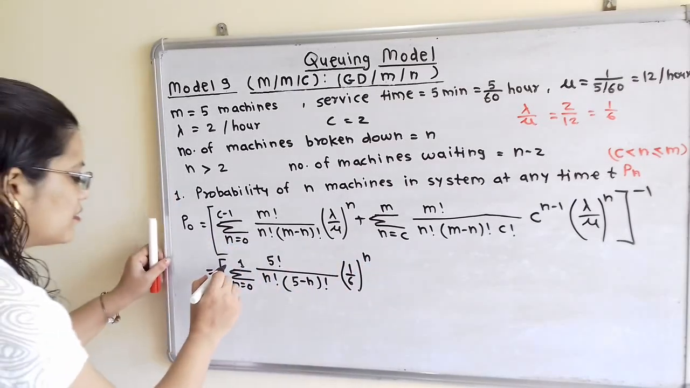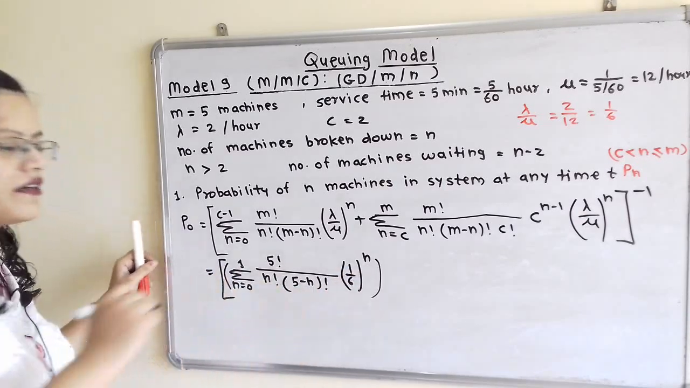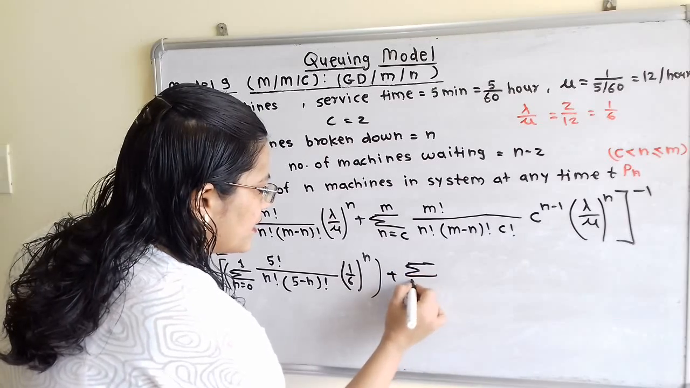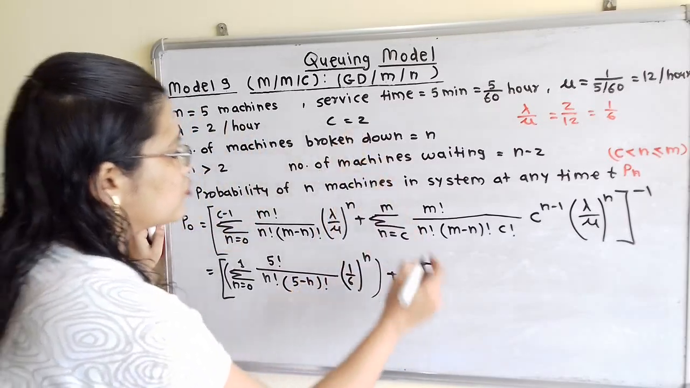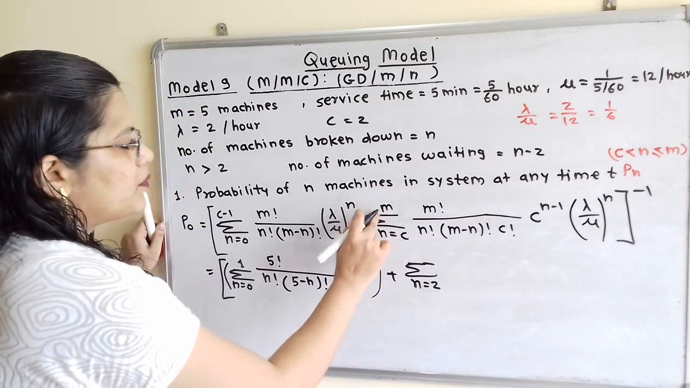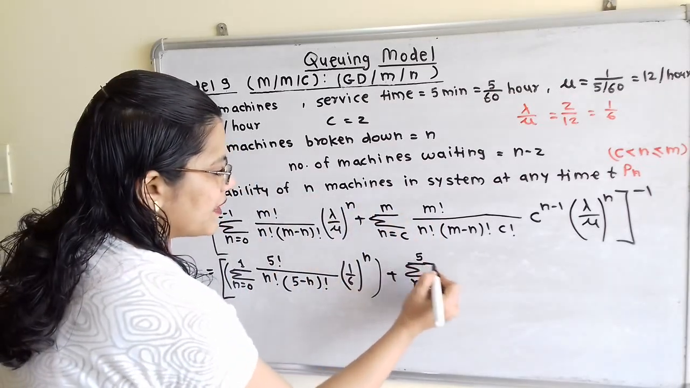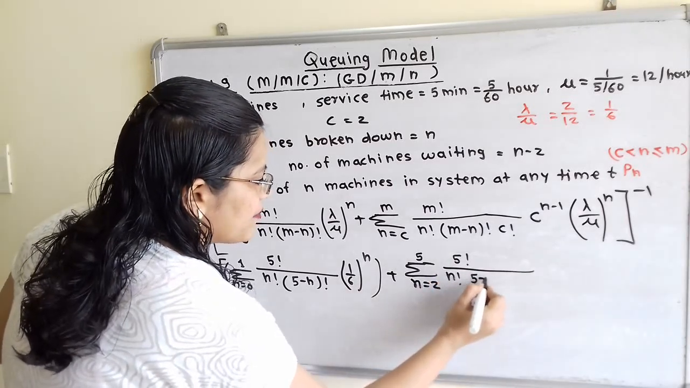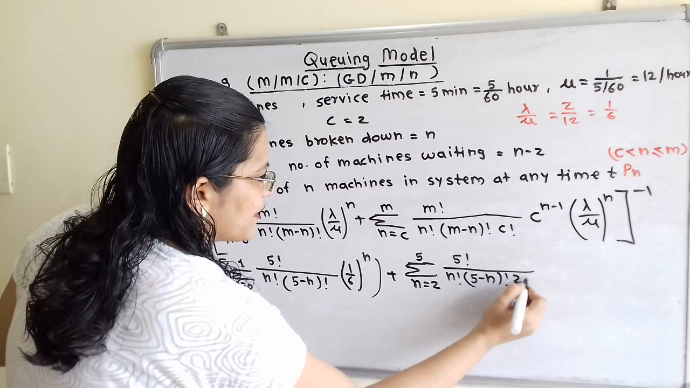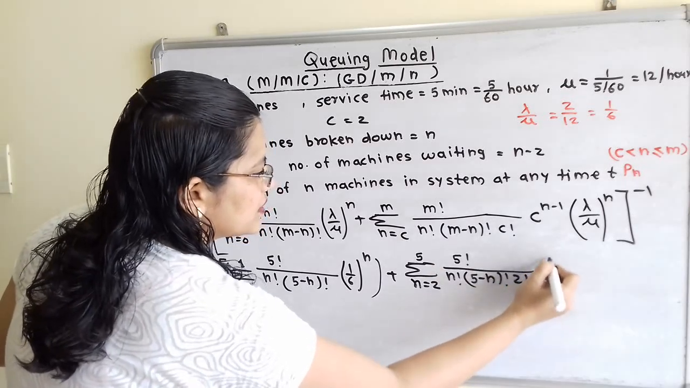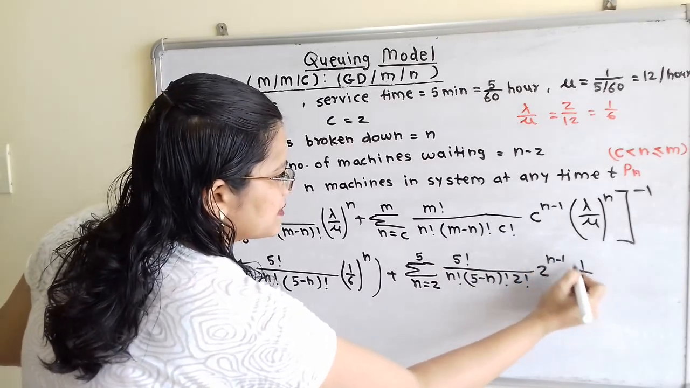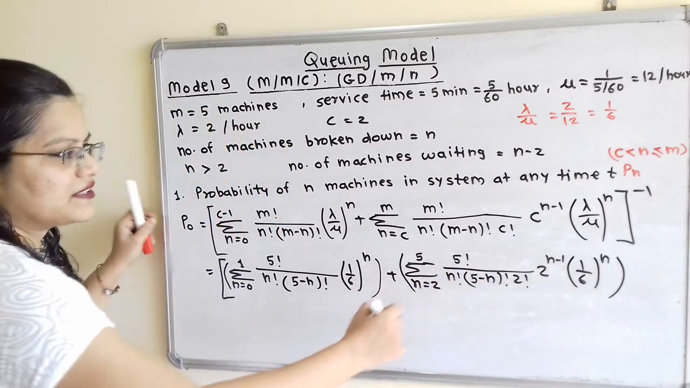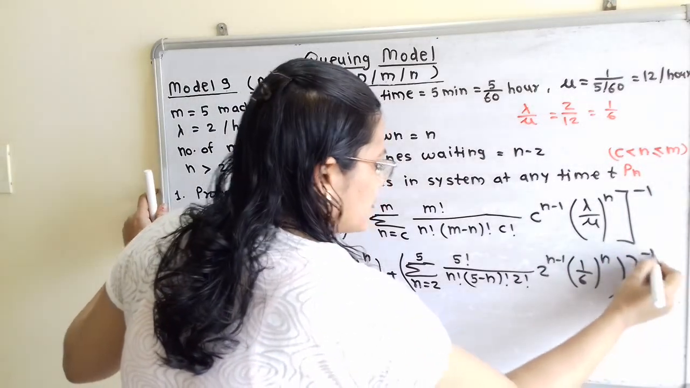I will make the curly bracket here, plus the second part, that is summation of n is equal to C, so C is 2, up to m, that is 5, of M factorial, that is 5 factorial, divided by n factorial, 5 minus n factorial, C factorial, C raised to n minus 1, that is 2 raised to n minus 1, times 1 by 6 raised to n. So this curly bracket is complete because this is the second part, and it is raised to the power of minus 1.